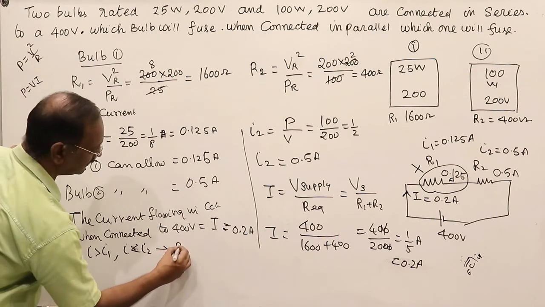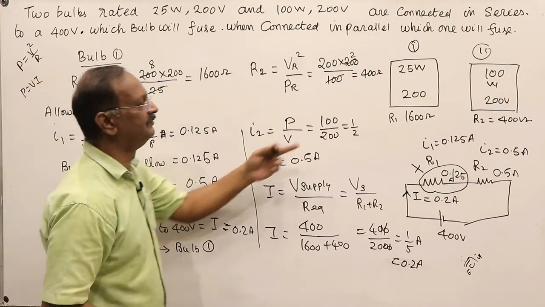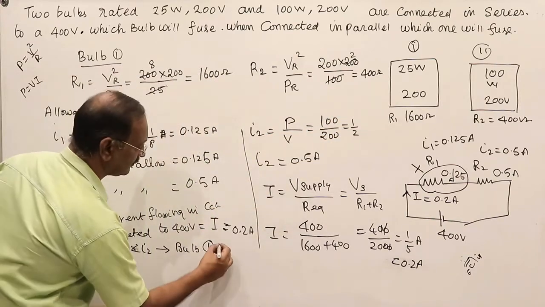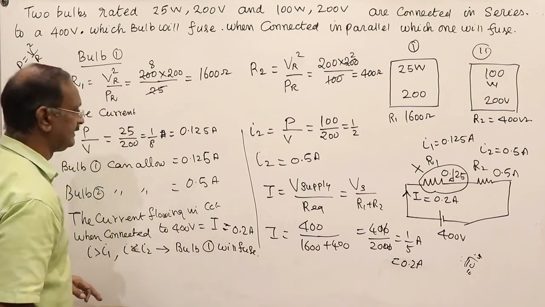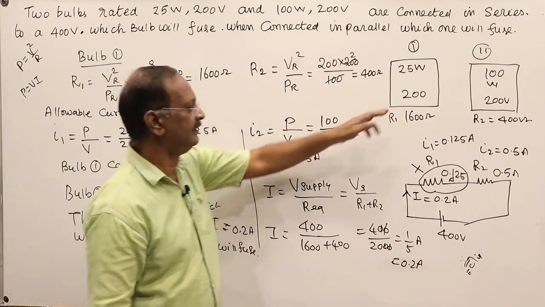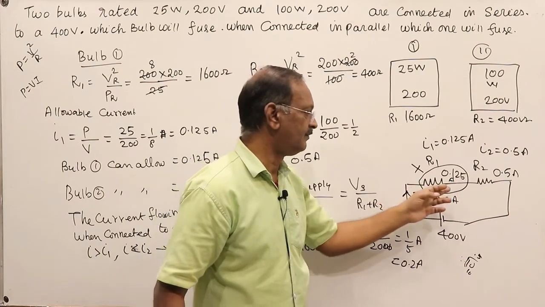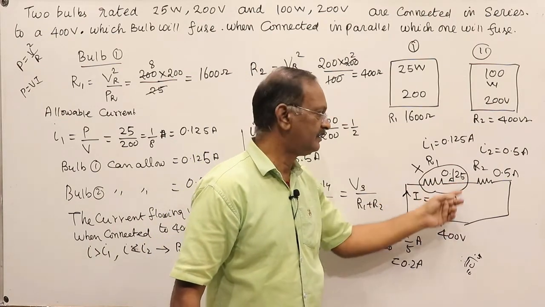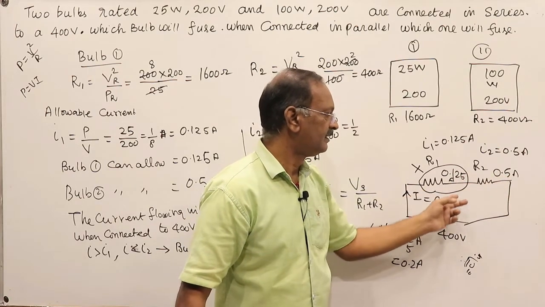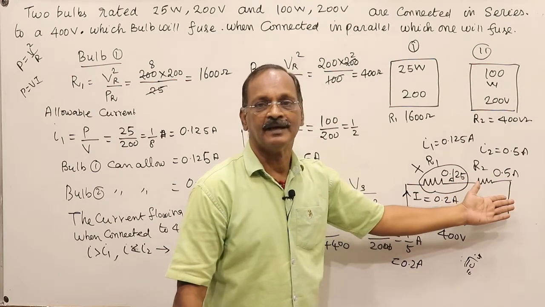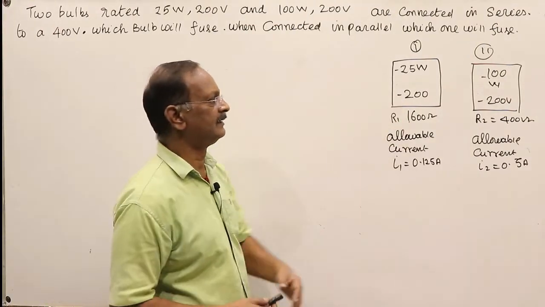The bulb 1 will fuse. Why? Because the rated current bulb 1 can allow is 0.125 ampere, but the current flowing is 0.2 ampere, so it will fail. Bulb 2 can allow 0.5 ampere, but only 0.2 ampere is flowing, so it can withstand and will not get fused. Now both the bulbs are connected in parallel.